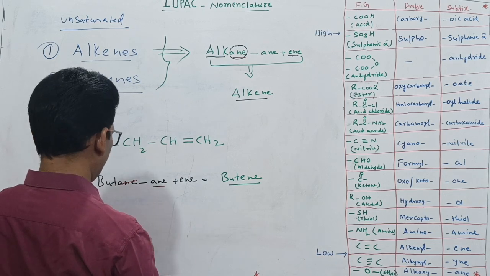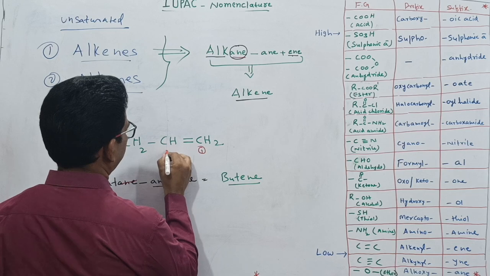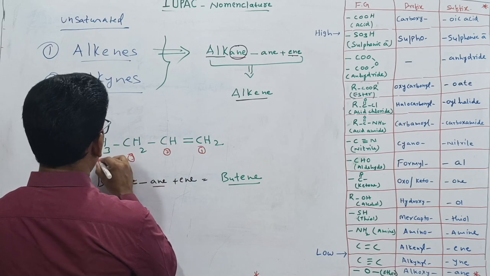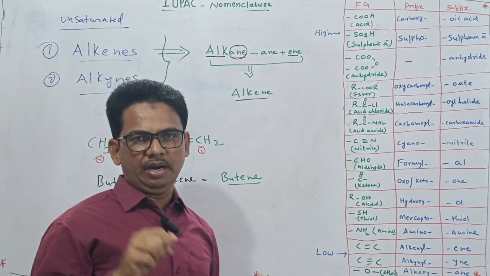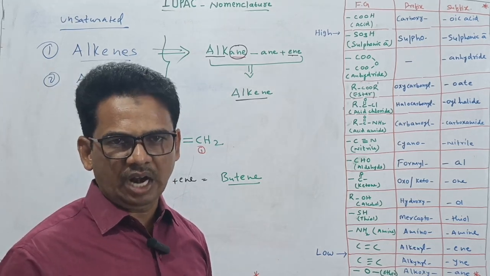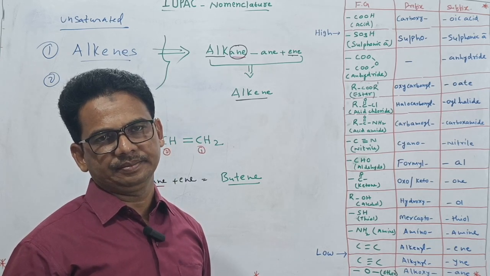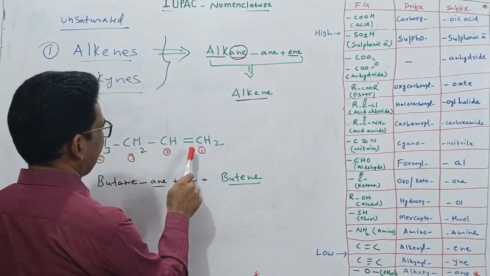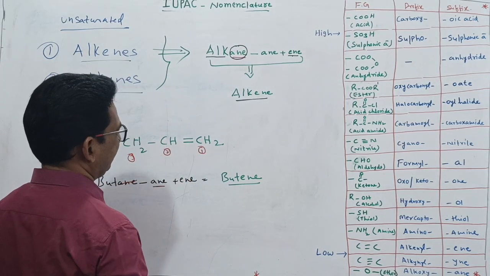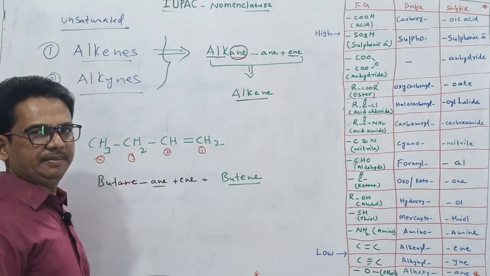Here, when you give the numbering for this, 1, 2, 3, 4. Whenever a double bond is there in the compound, you have to start the numbering from the double bond carbon only, from the side of the double bond carbon. See here, the double bond is there. That's why I started numbering from here. We cannot start from this side, remember.